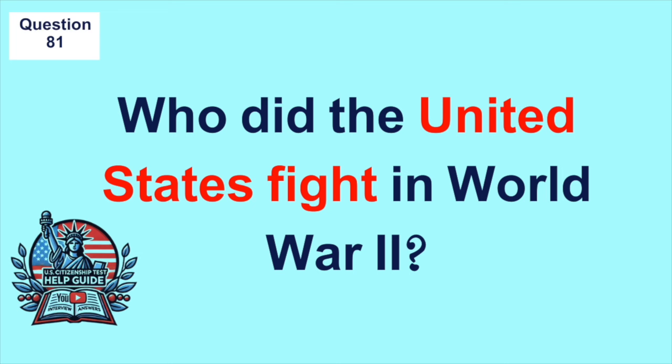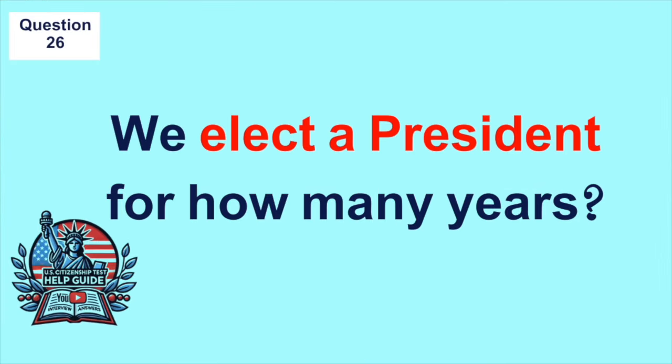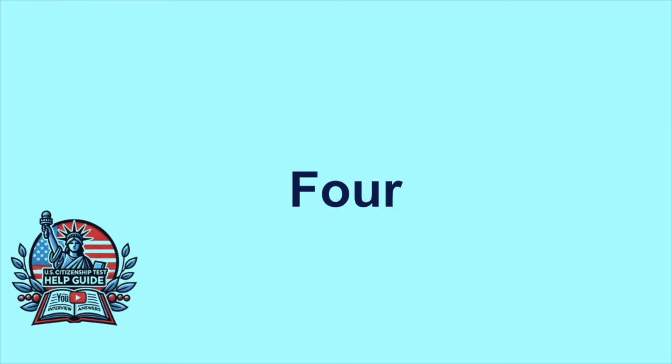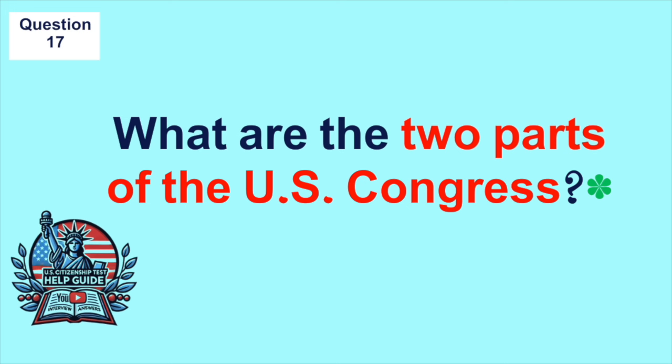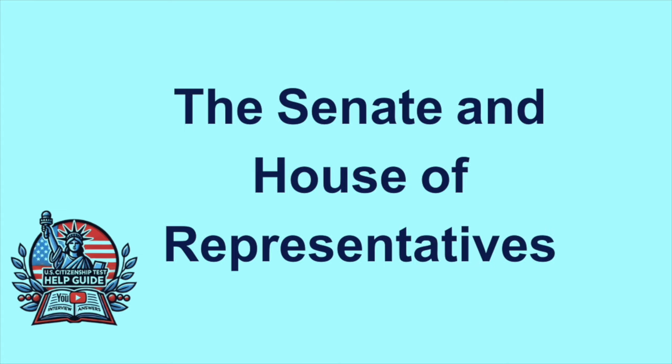Who did the United States fight in World War II? Japan, Germany, and Italy. We elect a president for how many years? Four. What are the two parts of the U.S. Congress? The Senate and House of Representatives.